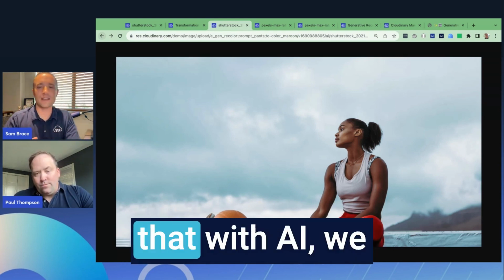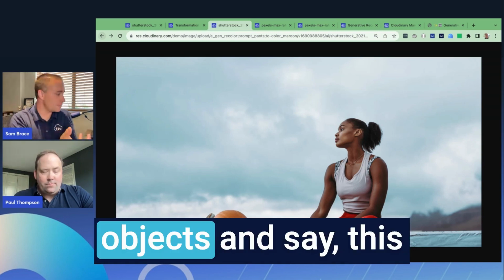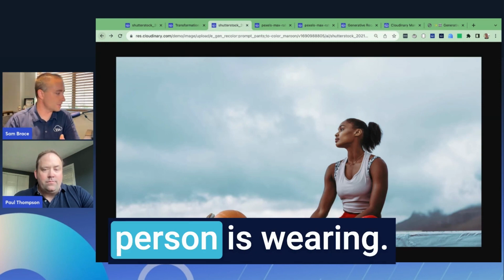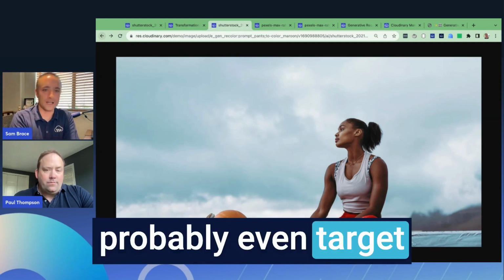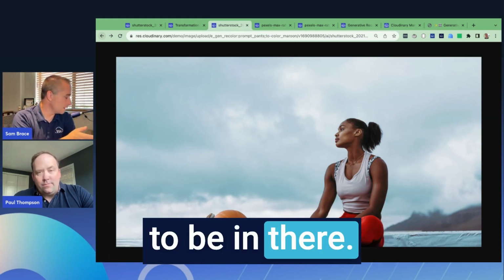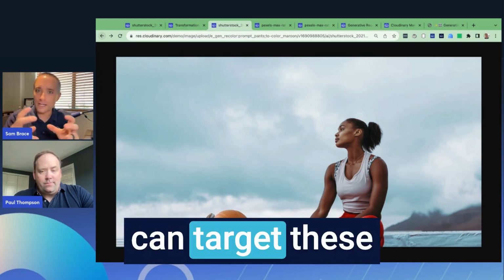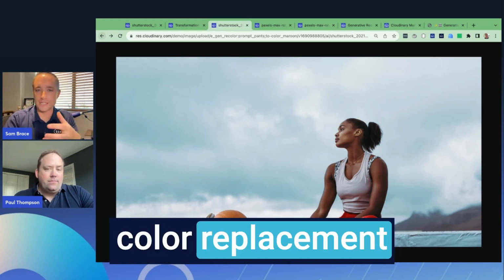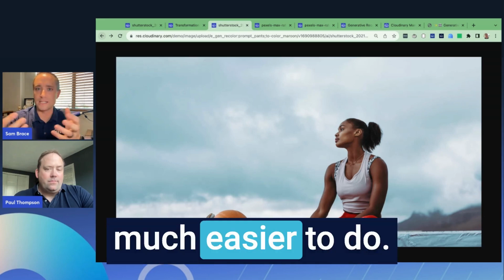And so the fact that with AI, we can detect these objects and say, this is the shirt, this is the pants that the person is wearing. I mean, you could probably even target the basketball that happens to be in there. And now that you can target these specific objects and detect them, being able to do these color replacement situations becomes that much easier to do.